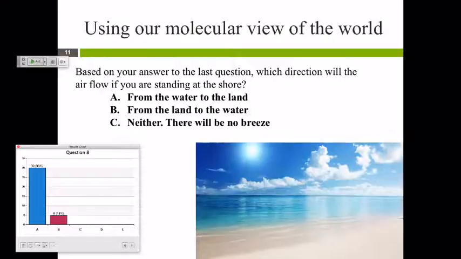So if we have these two bodies of air, this is more dense, which means that there's more particles packed closer together.